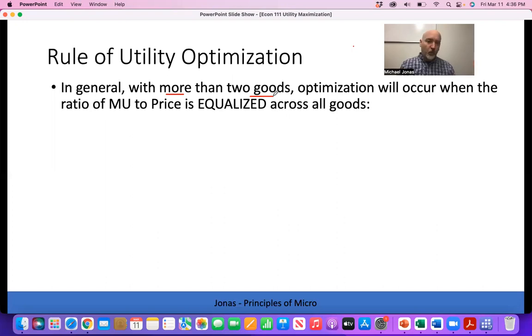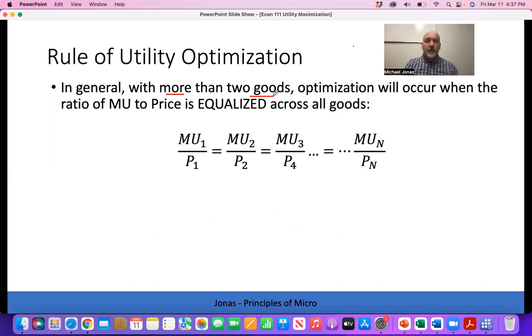Well, the rule that we've laid out and the logic of this process implies that we want to have that ratio of marginal utility to price equalized across all the goods that we're consuming. We want to get as close as we can to the point where we're getting the same utility per dollar from every transaction that we make. So the end result should come from something like this, right?